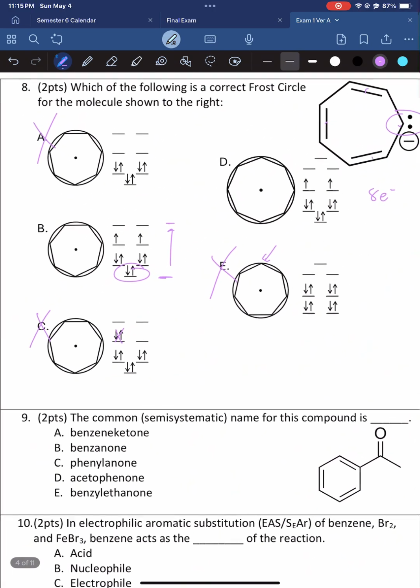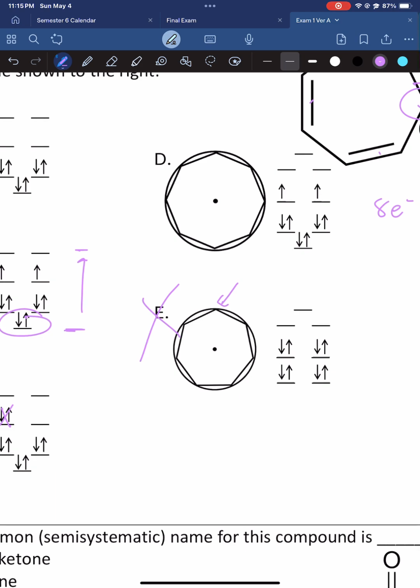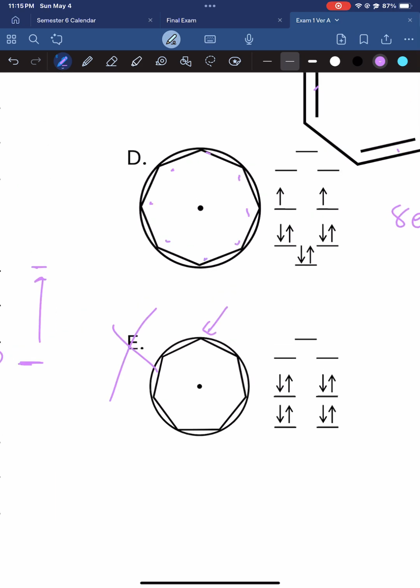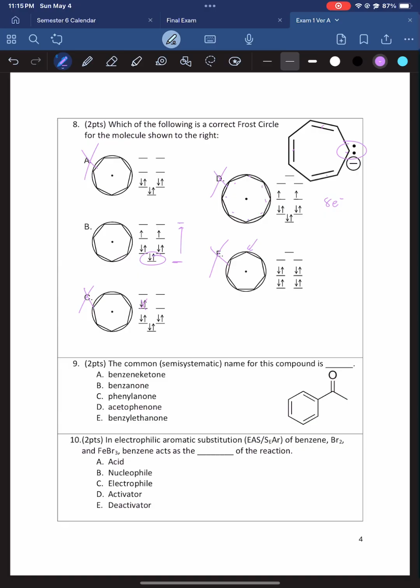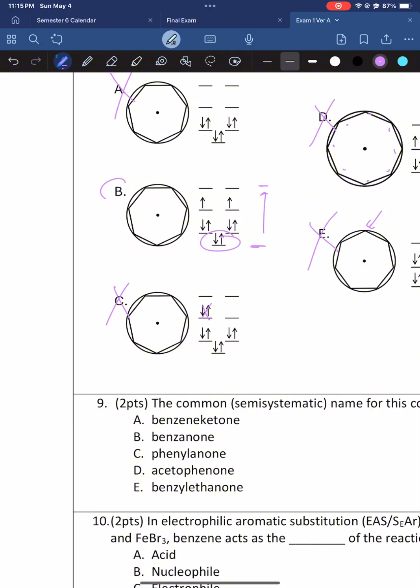And let's look at answer choice D. I didn't even notice this, but this is an octagon. That doesn't even make sense at all. So we could have immediately ruled out A, D, and E, and then we would have been stuck between B and C, and in this case, B is the correct answer.